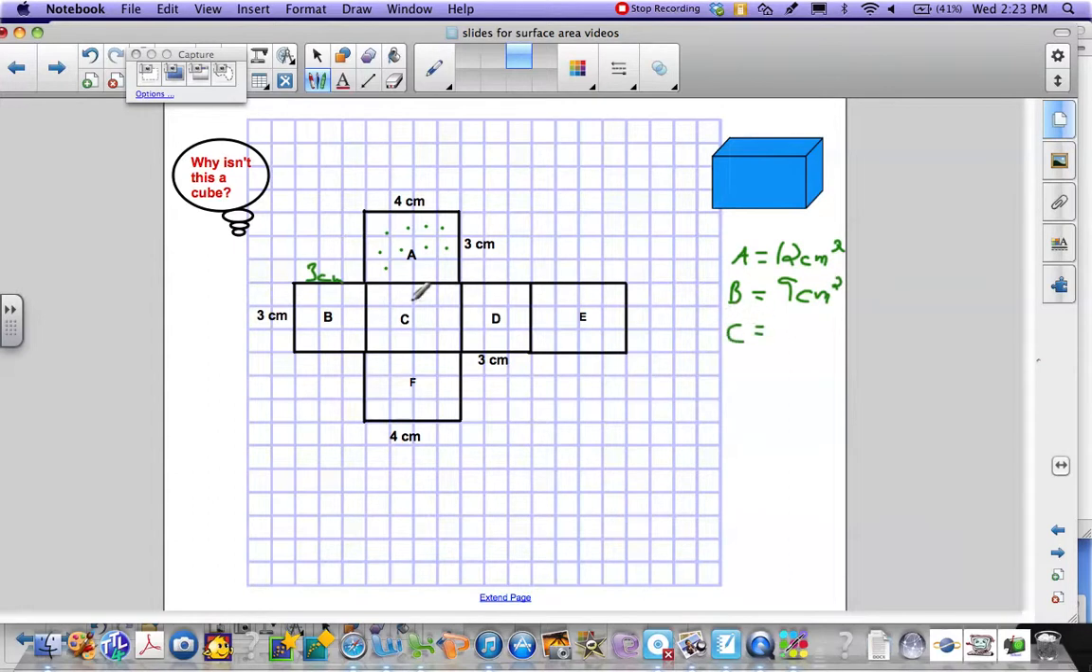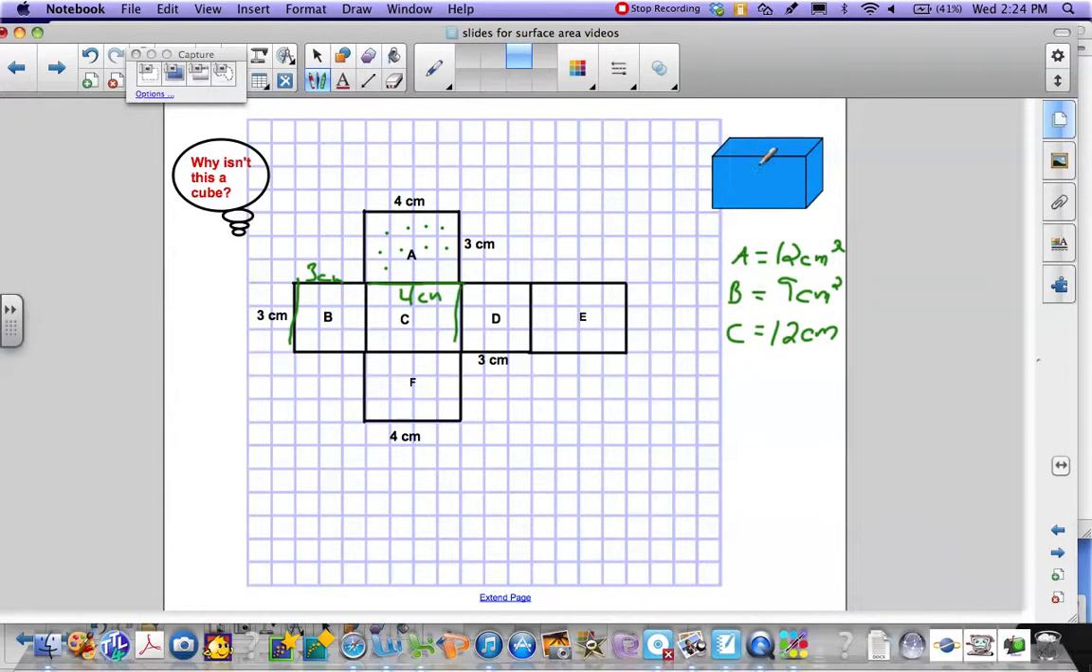Okay, C. Now in rectangles the opposite sides are the same length. So this side up here was 4, so this side is 4. This side over here was 3, so we know that this side is going to be 3. The area of figure C is 12 centimeters square.